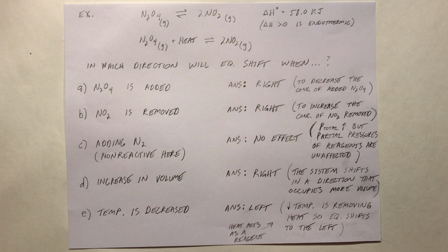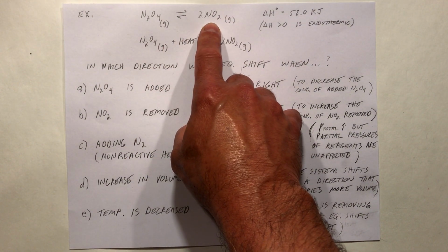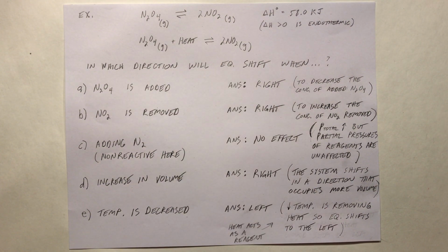So if we make more room available, the gases will expand and fill up that space. When they expand, we're going to favor the side of the equation that has more gaseous chemicals, more moles of gaseous chemicals. All right, what if we decrease the temperature?